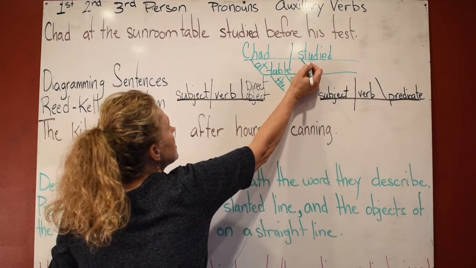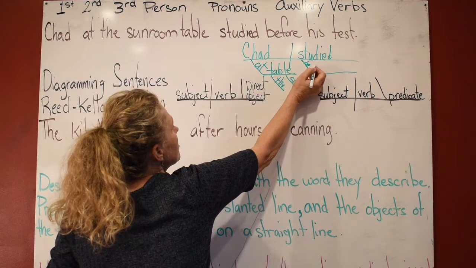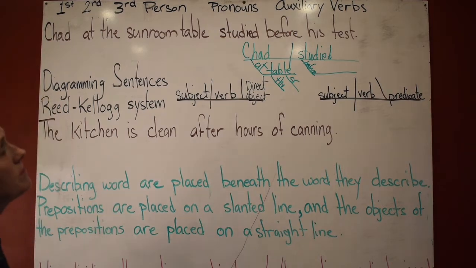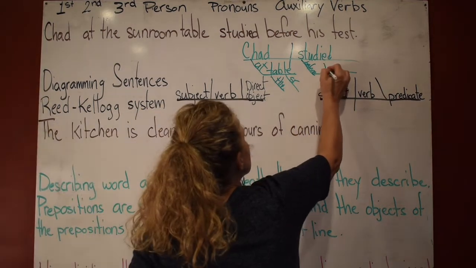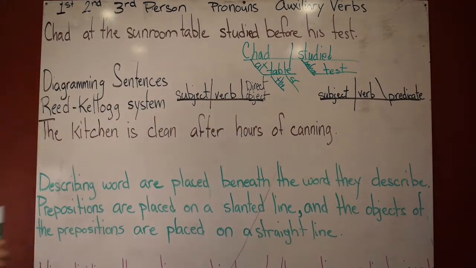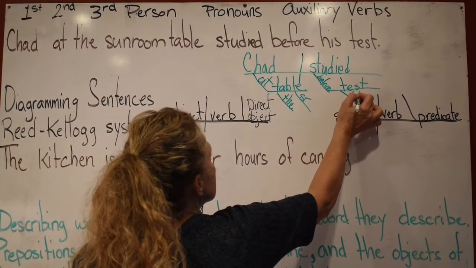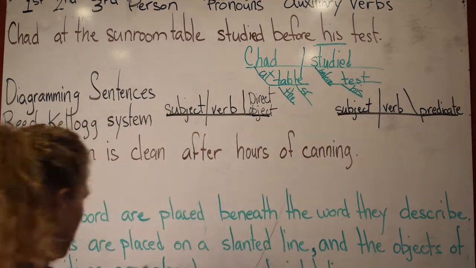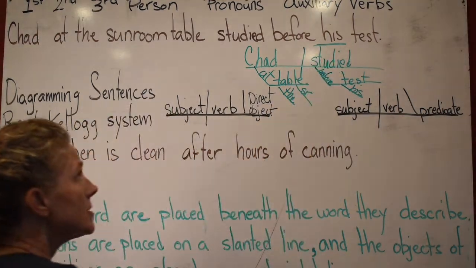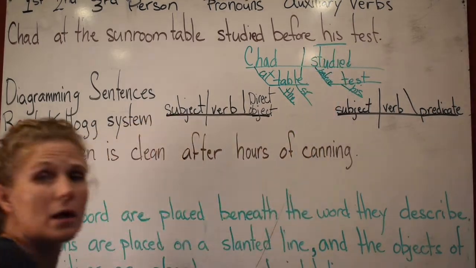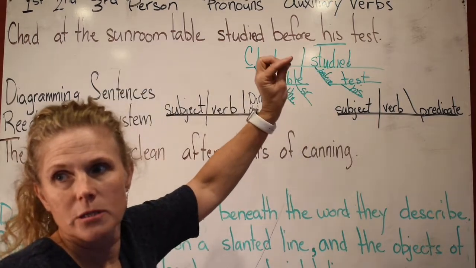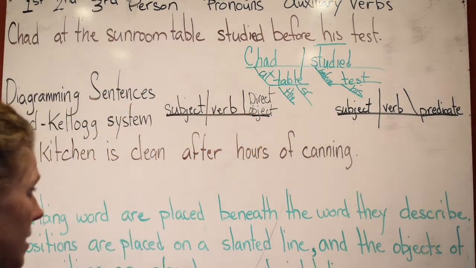And we're going to put this on the slanted line. And what is your object of the preposition? Test. And then what's your adjective? His. Okay, so right here we're going to go into more about his, because this sits in a pronoun position, right? But this is an adjective, and we're going to talk about that more to help you guys understand that.